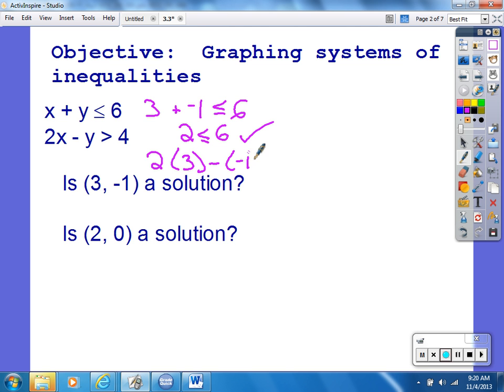6 minus negative 1 is greater than 4. 6 plus 1 is 7. Is 7 greater than 4? Yeah. So we write the word yes. I don't write 2 yeses. I write 1 yes to prove that it is a solution to the system. Go ahead and try the other point, (2, 0), at this time.